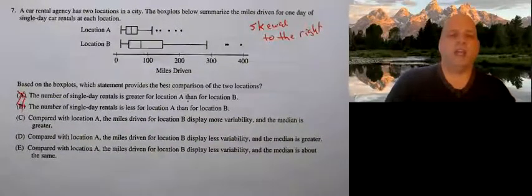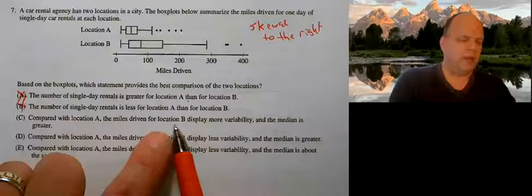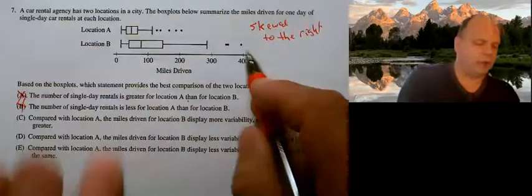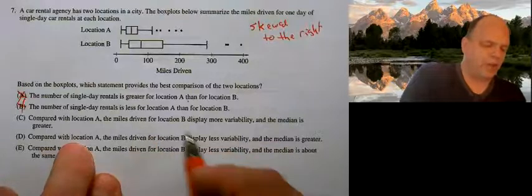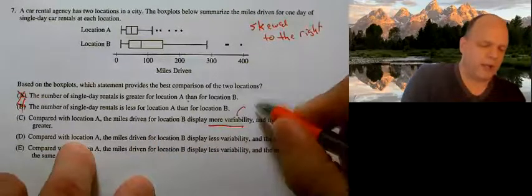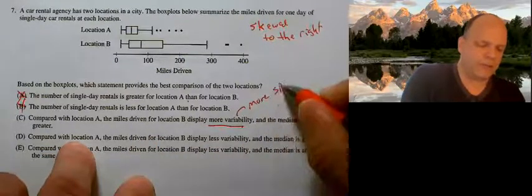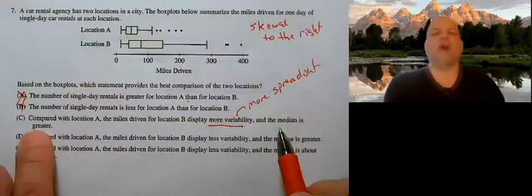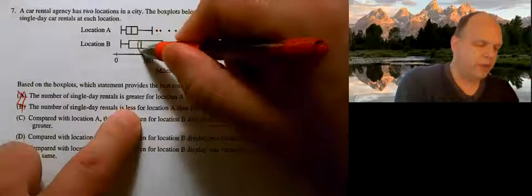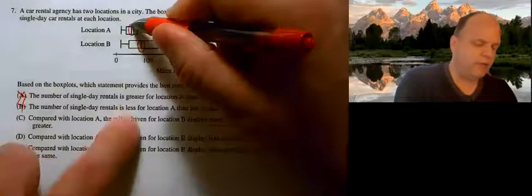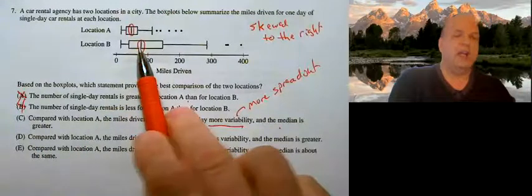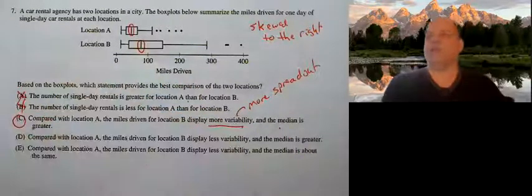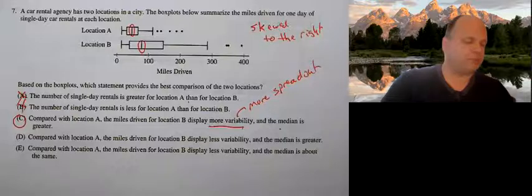Compared with location A, the miles driven for location B display more variability. Yep, it's definitely more spread out. The more spread out you have, the more variability. More variability is more spread out. And the median is greater. And sure enough, this is the median of B and this is the median of A. The median of B is definitely greater than the median of A. So the best answer for 7 is C.